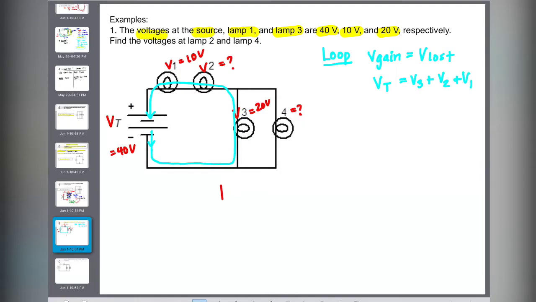Now throw in the numbers that I know. VT is 40, V3 is 20. I don't know what V2 is, and I do know V1 is 10. Do your math, rearrange your equation. 40 minus 20 minus 10, I got the voltage to be 10. Okay, so that's the first part.